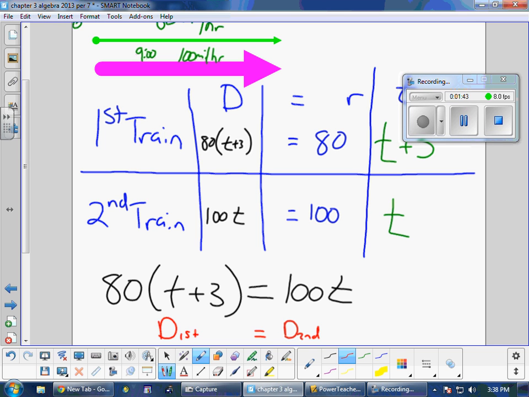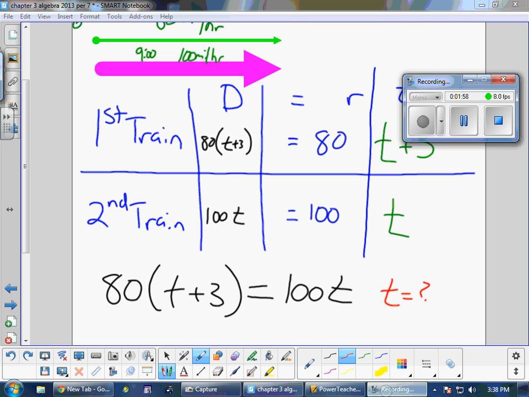We don't care what happens after it passes it, but we're going to set them equal to each other. So now we have to solve this equation here for T. We want to know what T equals. So what does T equal? And that's what we're going to do next, is solve that.